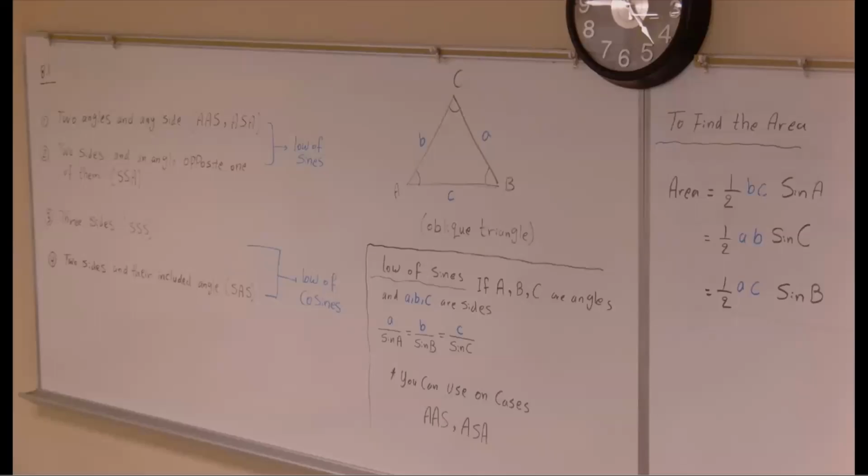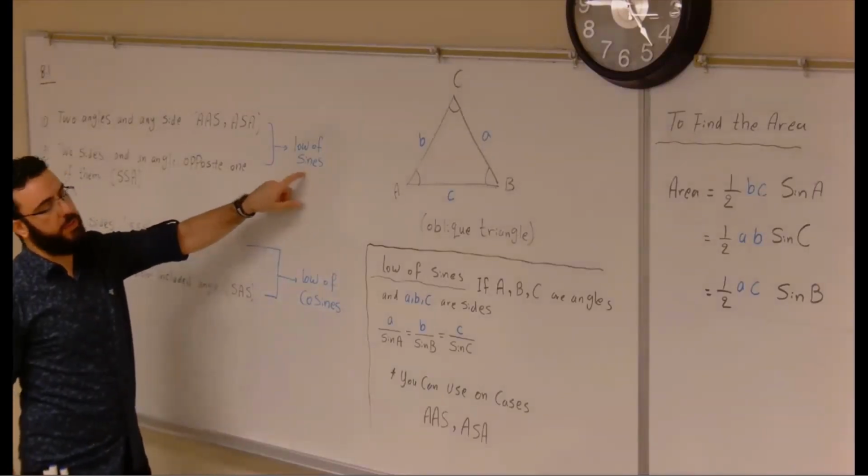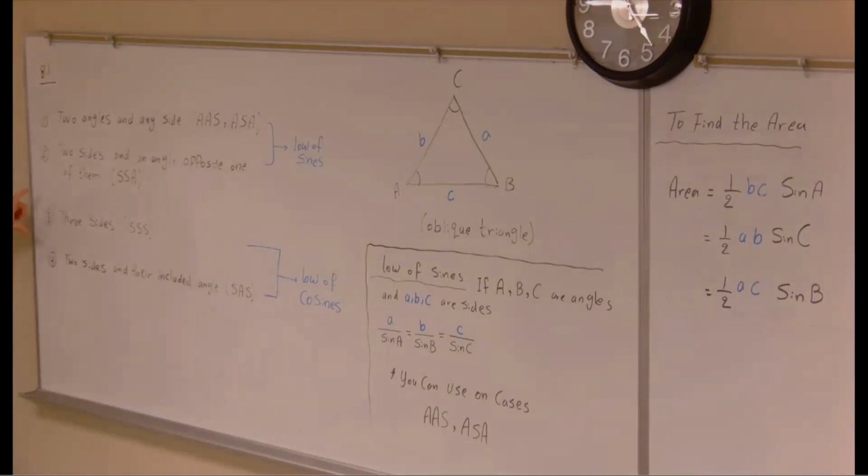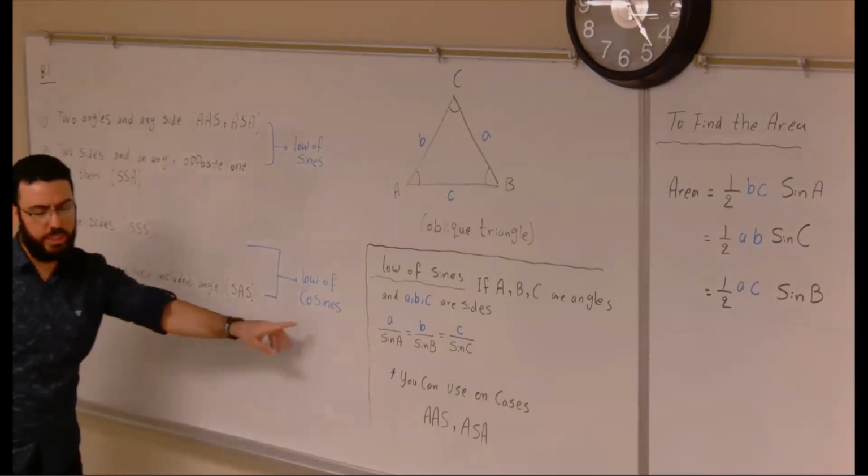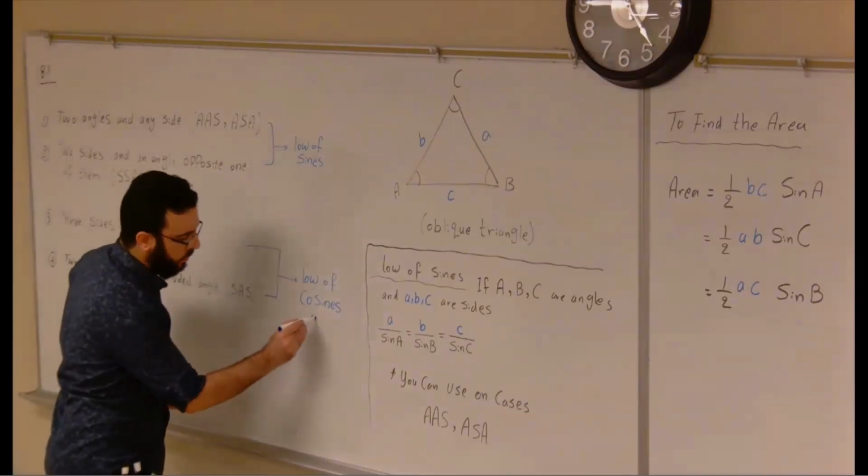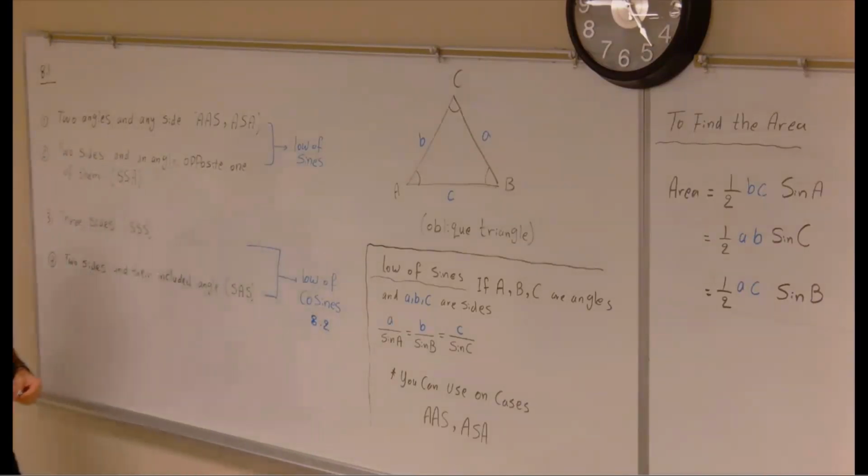In this section, we're going to work with triangles with different sides and different angles. First of all, we have 4 cases. The first 2 cases are in section 8.1, where you're going to use the law of sines. Cases 3 and 4 use the law of cosines, and that is section 8.2, so you won't get confused. We're going to study these 2 cases in section 8.2.